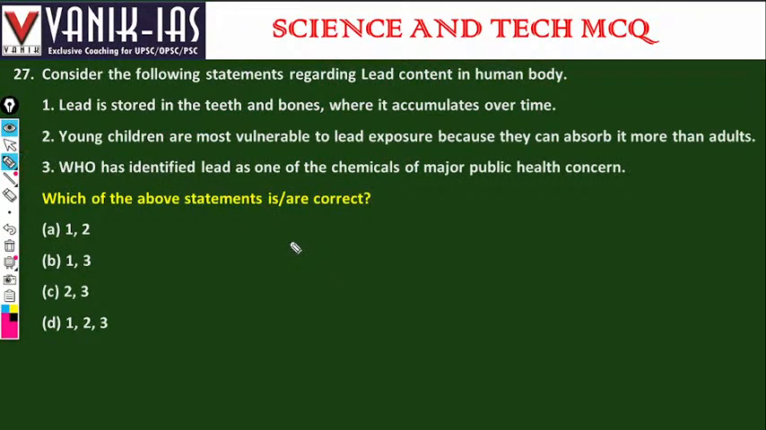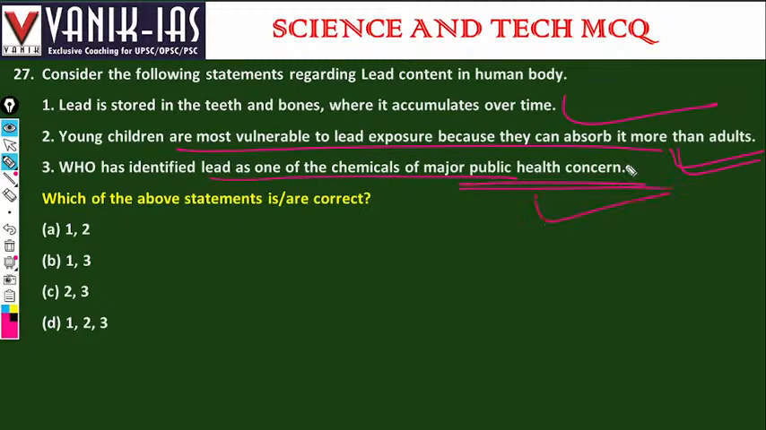Consider the following statements regarding lead content in the human body. Lead is stored in the teeth and bones where it accumulates over time. It is right. Young children are most vulnerable to lead exposure because they can absorb more than adults. It is right also. WHO has identified lead as one of the chemicals of major public health concern. All the statements are right regarding lead. It is stored in teeth and bones, the most vulnerable are children and adults, and it is a chemical of major health concern.